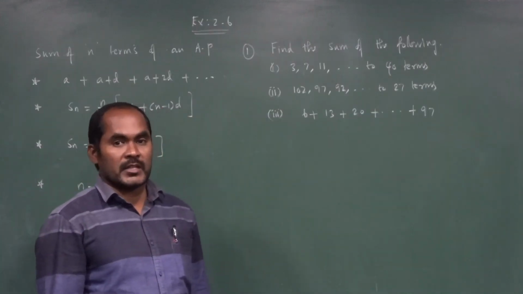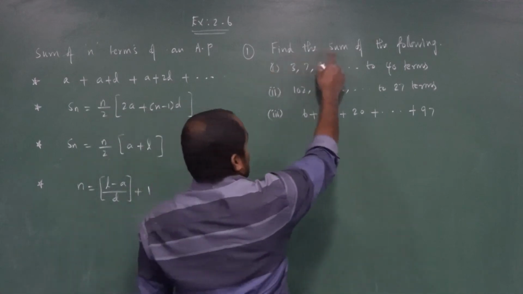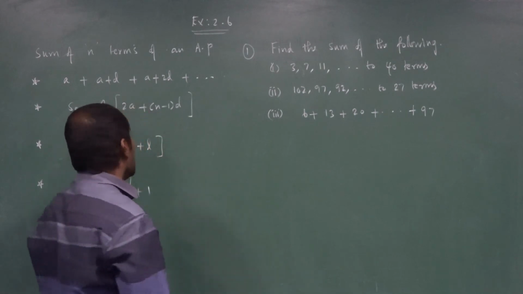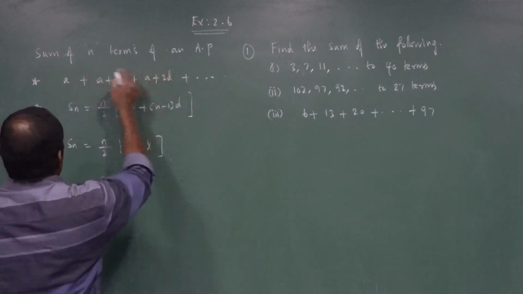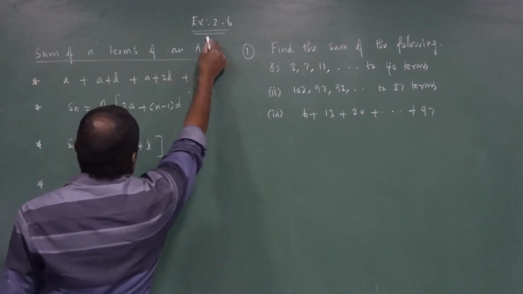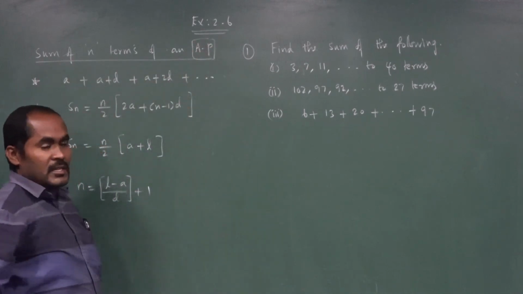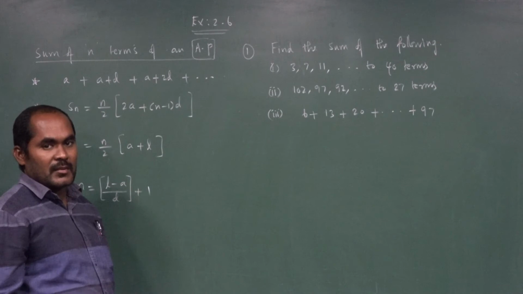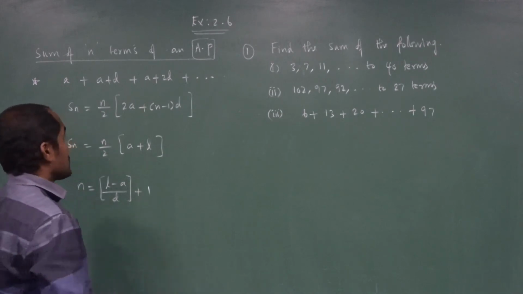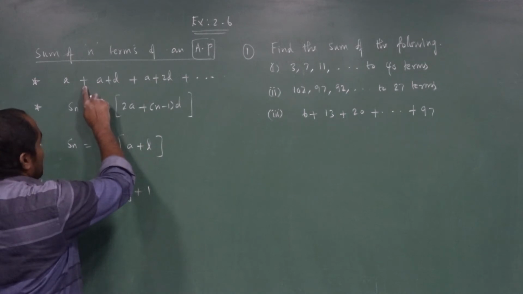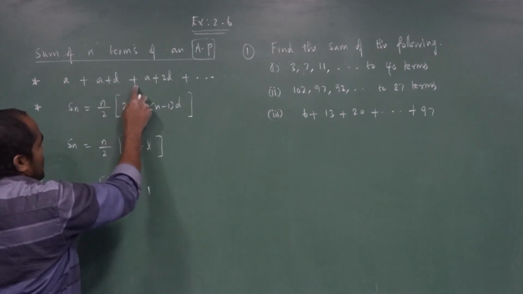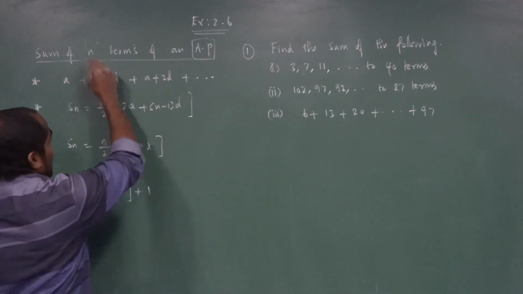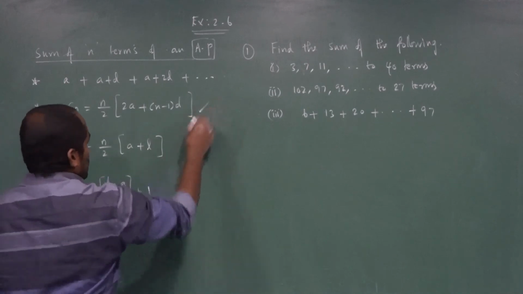Next, exercise 2.6. Find the sum of the following arithmetic progressions. Before we start, some formulas. Sum of n terms of an arithmetic progression. The general form of an arithmetic sequence is a, a plus d, a plus 2d, etc. Sum means instead of commas we write plus: a plus a plus d plus a plus 2d plus etc. To sum an arithmetic progression, we use two formulas.